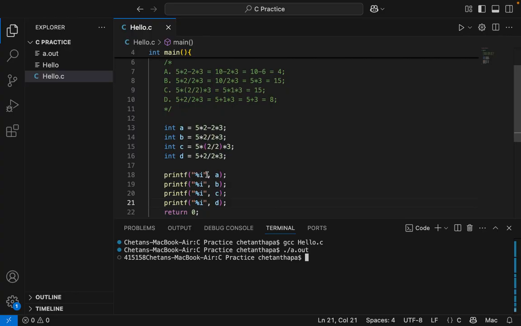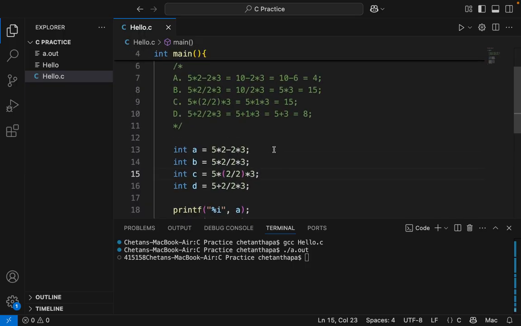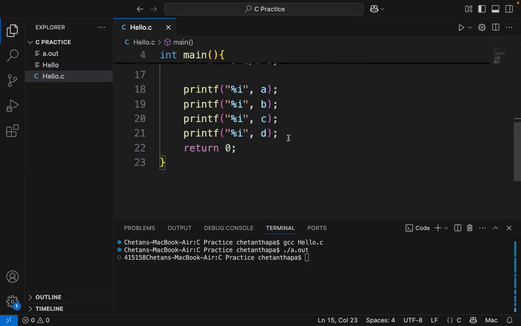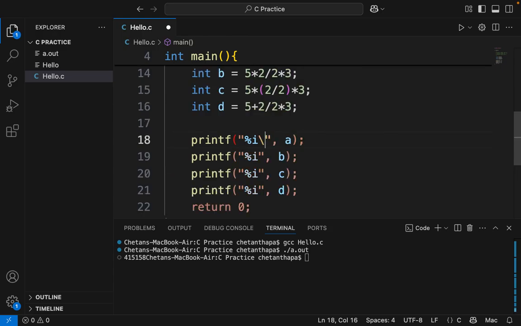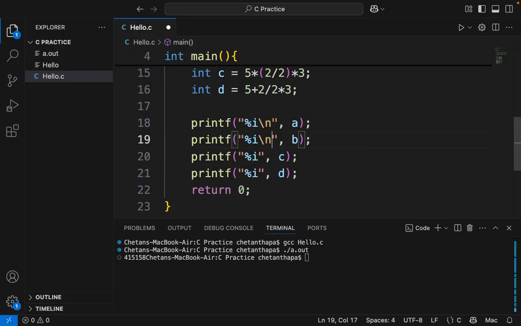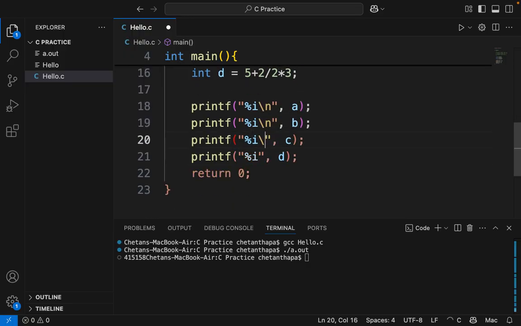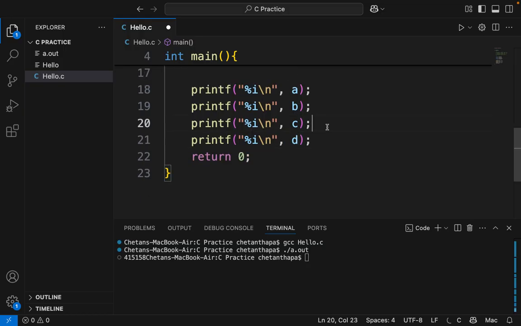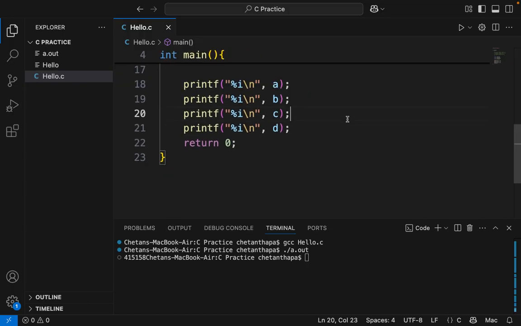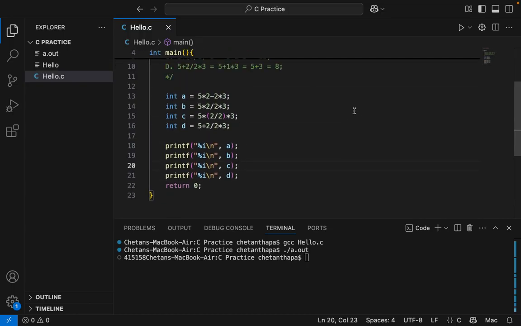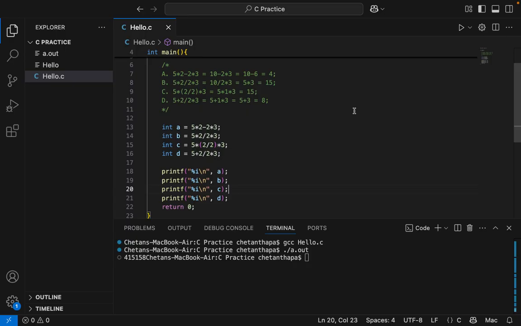Okay, we need to add a slash here. We forgot to add this slash. Save and check. I think we got the right answer. Save and now run.